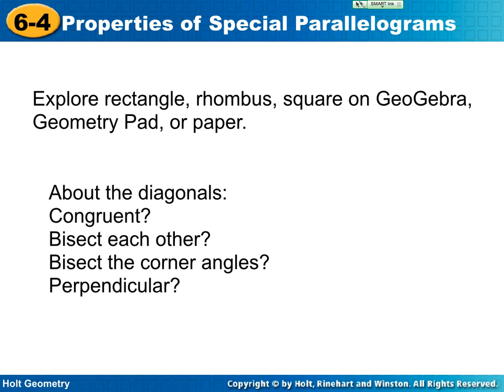Then have it create a rhombus for you. Put in the diagonals. Do the same thing. Check to see, are the diagonals congruent? Do they bisect each other? Do they bisect the corners of the rhombus? And are they perpendicular?